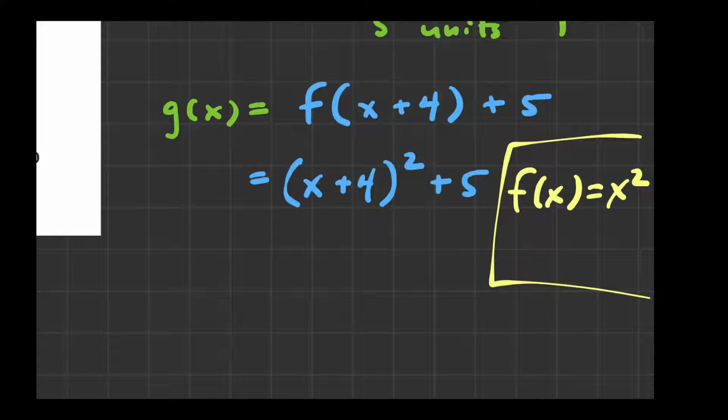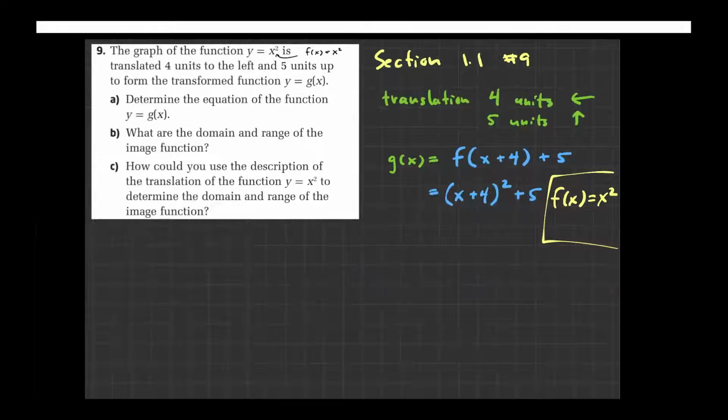Now, the question doesn't tell us that we have to simplify our work. So at this point, for all intents and purposes, we're done. We're done this first part of the question. So we've determined the equation of the function y equals g of x.